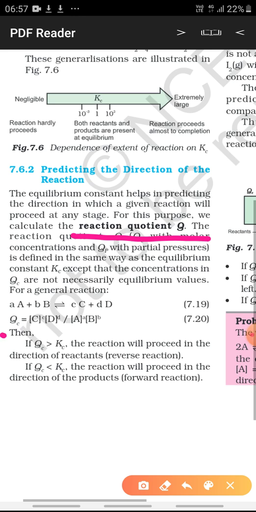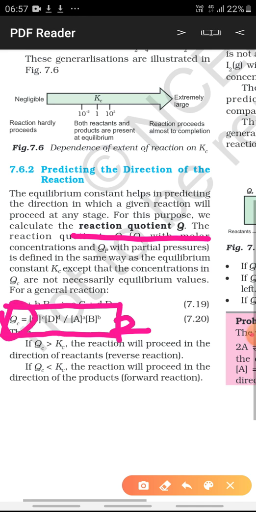It is again the product of molar concentrations of products raised to the power equal to the stoichiometric coefficient divided by the product of molar concentrations of reactants. Now, this is not calculated at the time of establishment of equilibrium. It is at any instant when the reaction is taking place that we calculate the value of Qc.